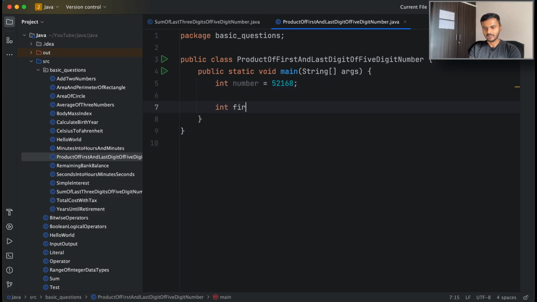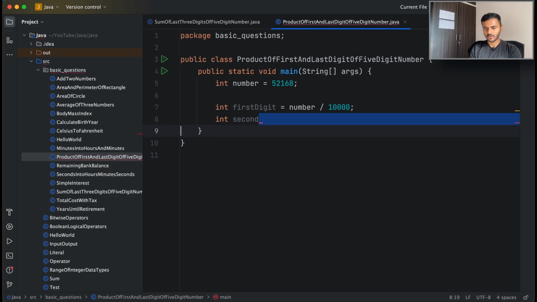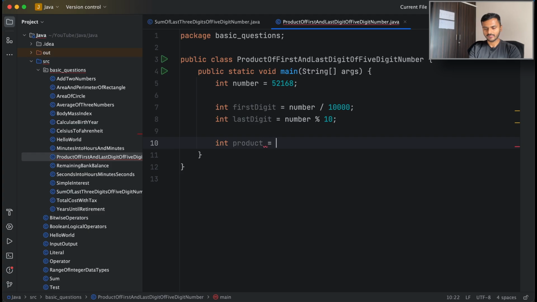Let's have a variable called first digit, and let's say number divided by 10,000. Let's have another variable called, not second, last digit, and we'll say number mod 10. And then we'll have a variable called product where we'll say first digit multiplied with last digit, and then we will print the value of product.